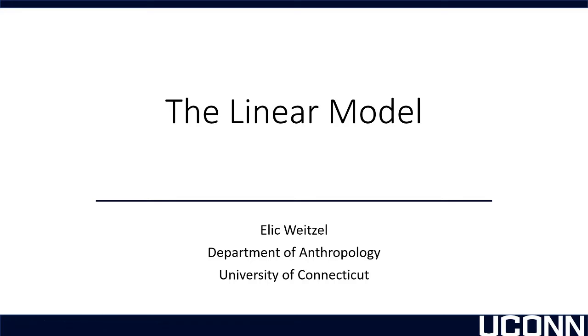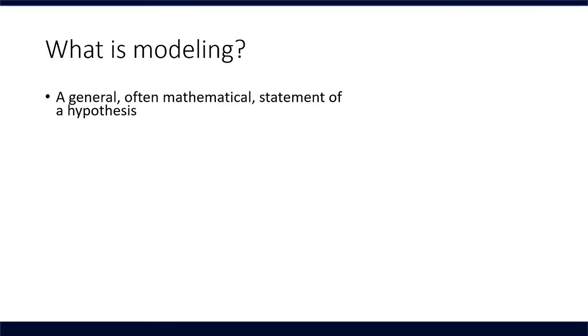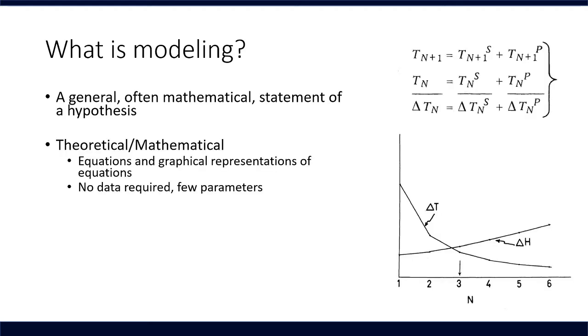Now let's talk a little bit about linear modeling and what a linear model really is. So modeling, to start off with in a very general sense, is a general, often mathematical statement of a hypothesis. Right? It's some general statement about how something in the world is working. There are three different types of models, broadly speaking.